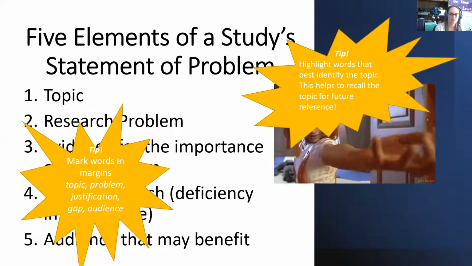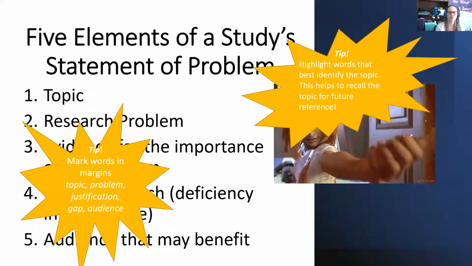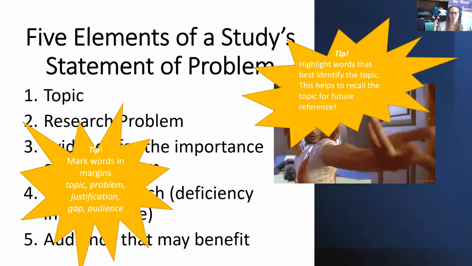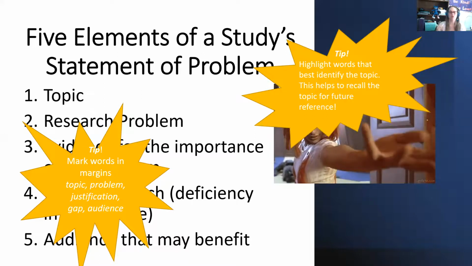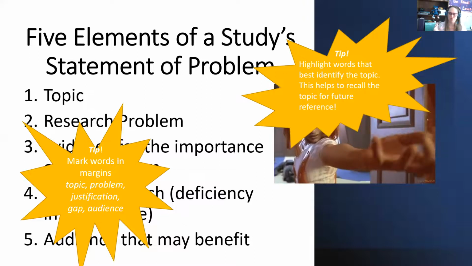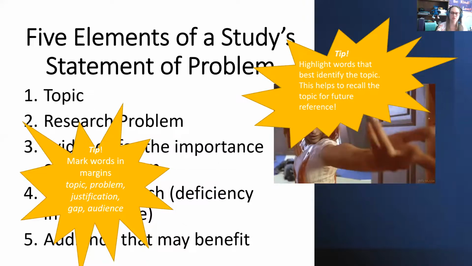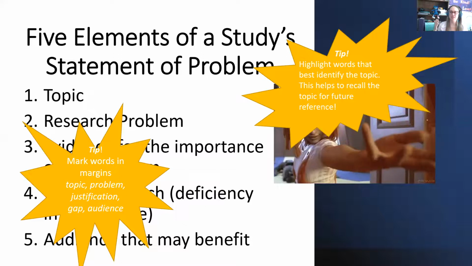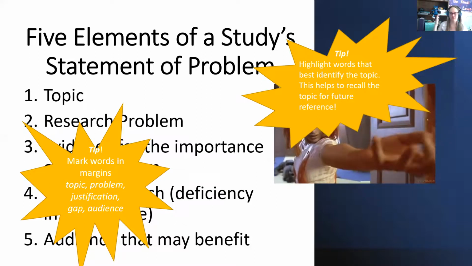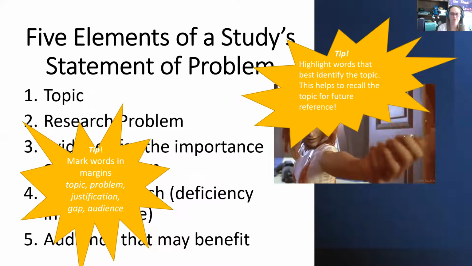The next tip is to mark words in margins. So the ones that we just talked about: topic, problem, justification, gap, and audience, so that whenever you go back, it's quick and easy to find. It's all about making sure that you stay organized with your readings, so that whenever you go back to them in the future, you can quickly, easily remember them.